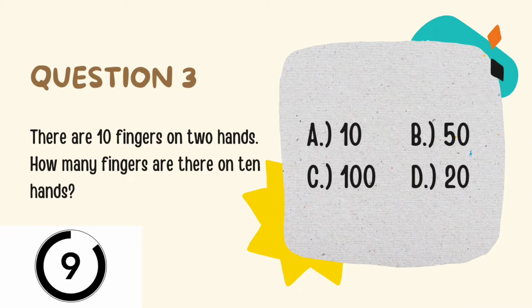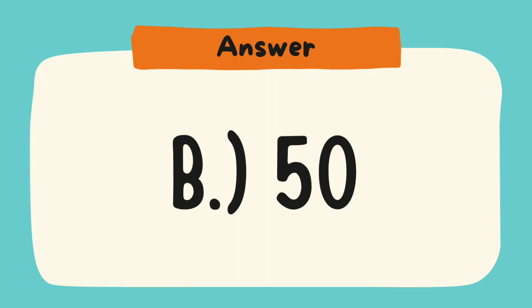Number 3. There are 10 fingers on 2 hands. How many fingers are there on 10 hands? The answer is B, 50.